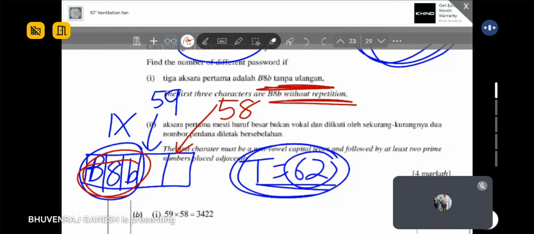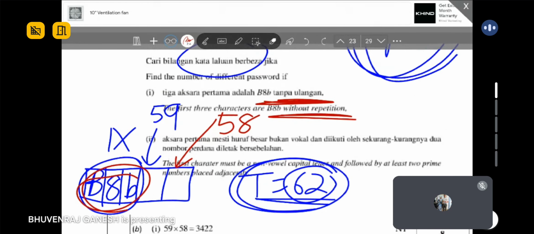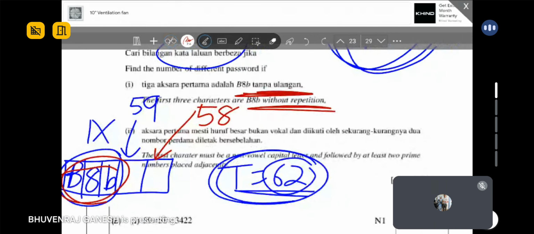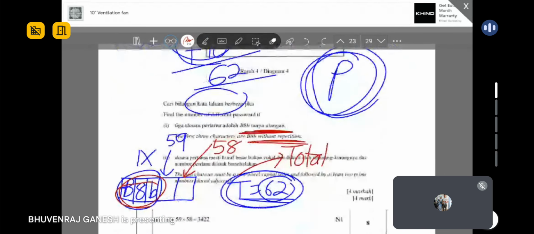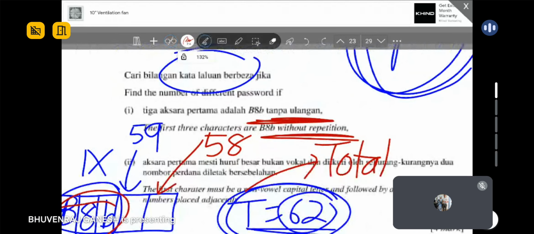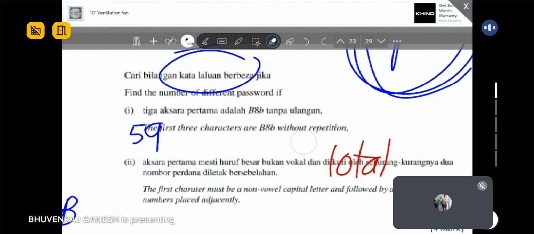59 times 58. T tu apa? T ya? T tu total. Sorry, guys. Total. Okay? Total is 62. Kat sini. Saya terangkan tadi. Okay? Alright. So now, question number 2. Soalan kedua. They say the first must be a non-vowel.